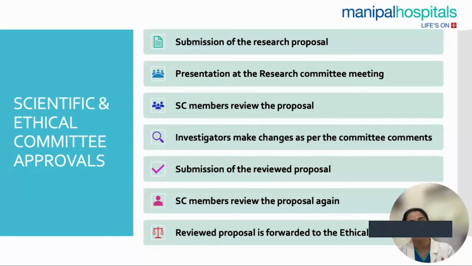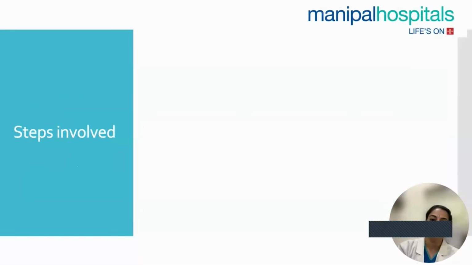The scientific committee members will review the proposal again, and the reviewed proposal will be forwarded to the ethical committee. The ethical committee will again go through the same process, and once they are convinced, you will get a draft which is both the approval from the scientific committee and the ethical committee. Once you have the approvals, you can proceed with your thesis.